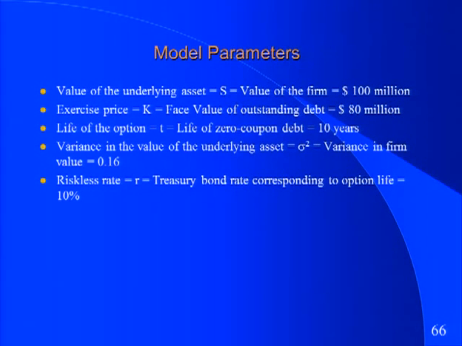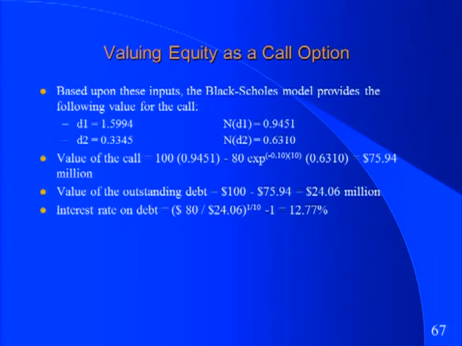The variance in the value of 100 million is 0.16. The riskless rate is 10%. I have everything I need for an option pricing model, right? I plug into the Black-Scholes: D1, D2, N of D1. Let me start. What does N of D2 measure again? The likelihood that S will be greater than K. But what's S here? It's the value of the assets. K is the face value of the debt.